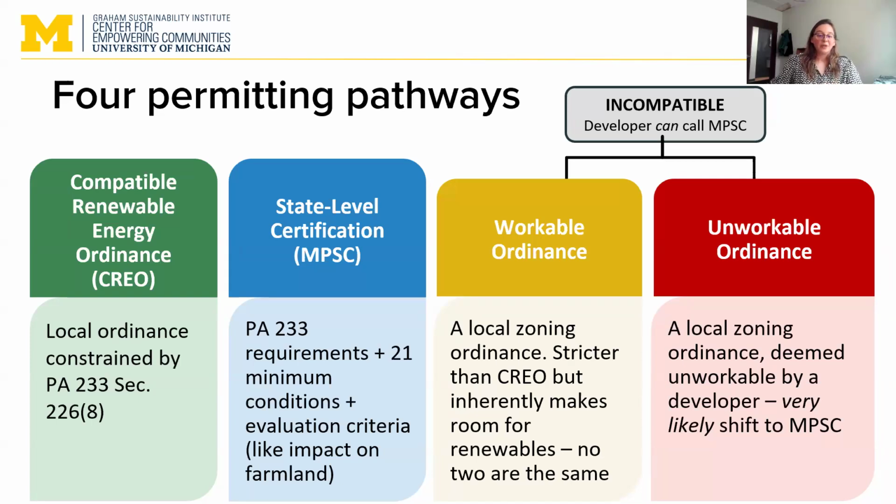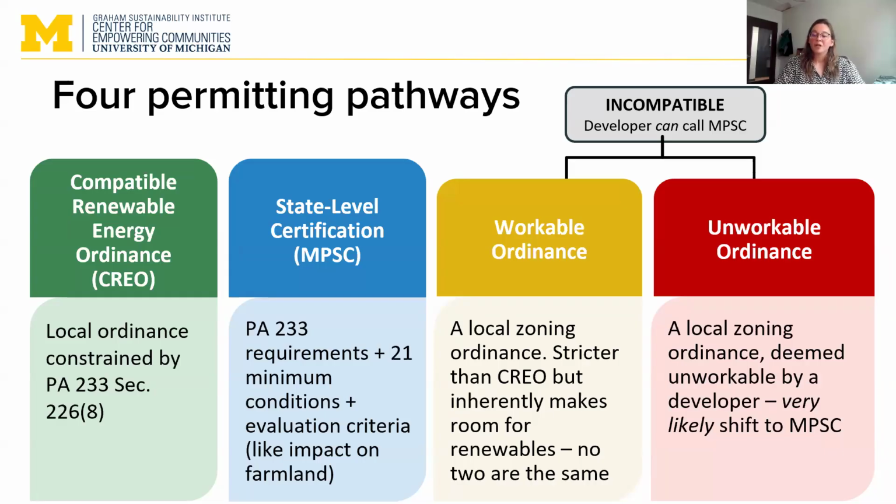As we know from our zoning database that Sarah mentioned earlier, we knew that we basically had zero CREOs in the state. All ordinances in the state were incompatible, aka more restrictive in some way, either because the sound standard was more protective, or because a zoning ordinance actually limits the location of where a project can go. So that makes for more than two pathways. The law doesn't stipulate that the local government has to have a CREO. You only have to have a CREO if you want to lock in that the developer comes to you first, rather than going to the state.